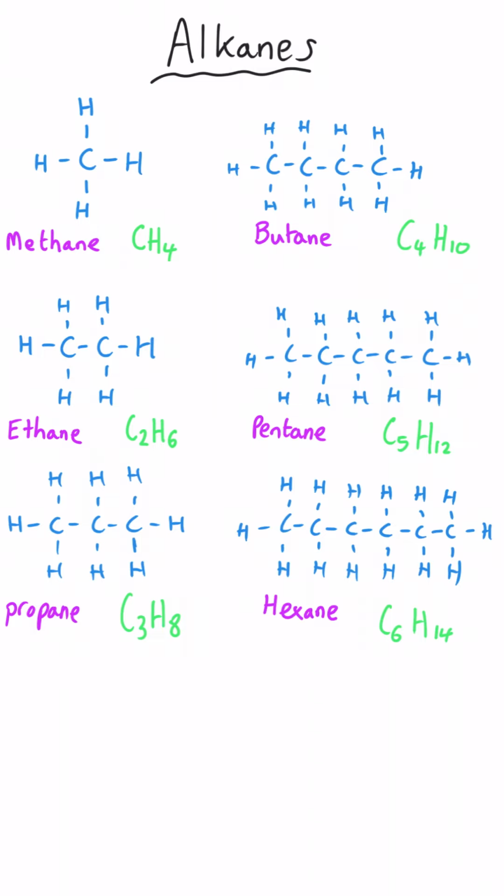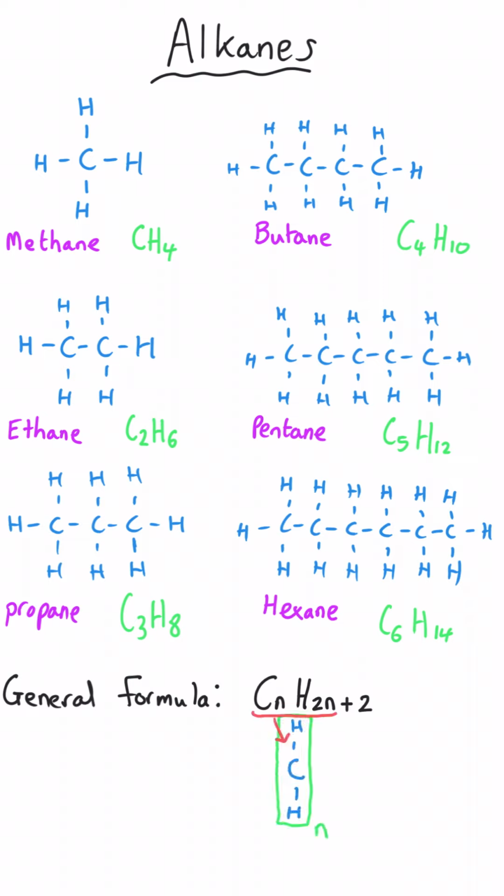We can work out what the formula will be of an alkane even if we've not drawn it by using the general formula for alkanes, which is CnH2n+2. What that means is if we went for nonane, which is C9, the number of hydrogen atoms that there will be is we double that 9 to get 18, and then we add 2, which gets us 20. So C9H20 is the formula of nonane.